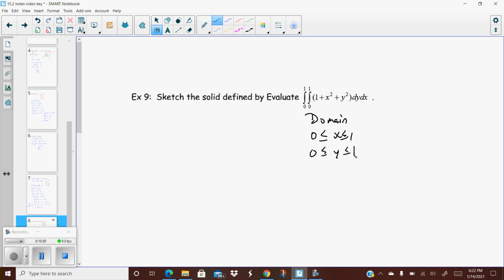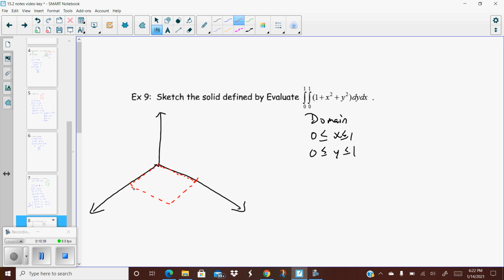So there's your domain. So if I kind of want to sketch this thing, I know that at least the base of my domain is going to go from 0 to 1, 0 to 1. So looks something like this.